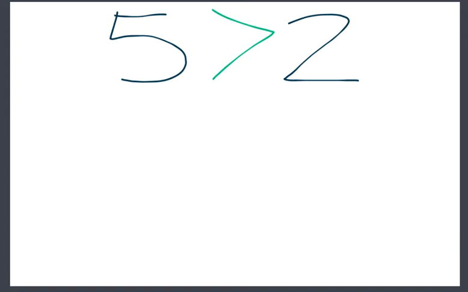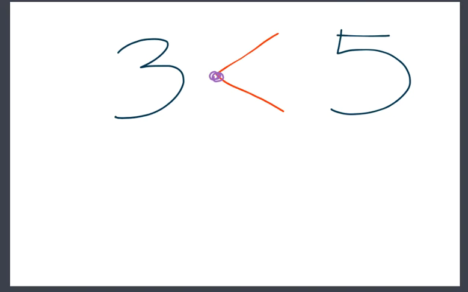Remember, when choosing our symbols, the mouth of the symbol must be bigger to swallow the bigger number. The meeting point of the two lines of the symbol always points to the smaller number. Right now, my green arrow is pointing to where the two lines of the symbol meet. This means that this point is pointing at the smaller number. This means that 3 is less than 5.